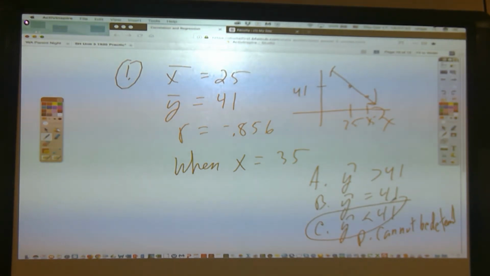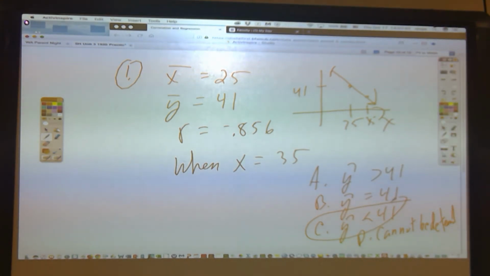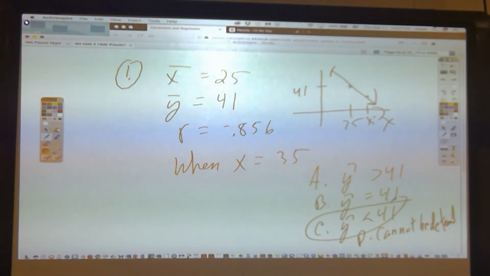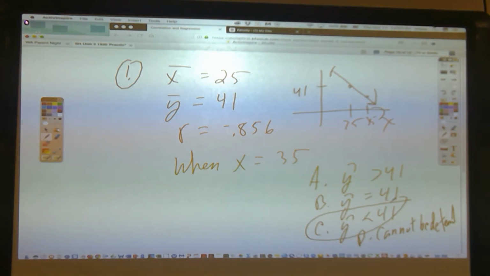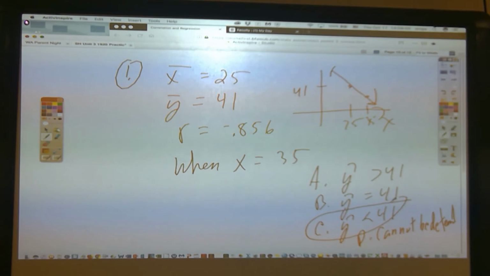Okay, so congratulations on that. Next one is a calculator problem. And by the way, where's my stylus? Does anyone see the gray Promethean board stylus around? Oh, no, that's not it. Oh, wait, I think I found it.